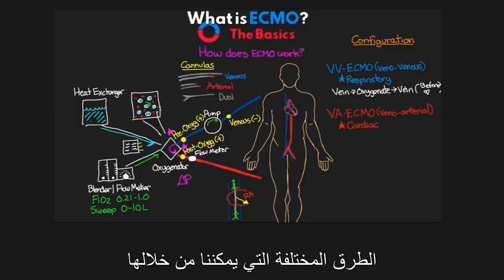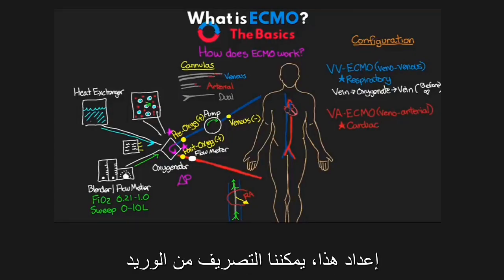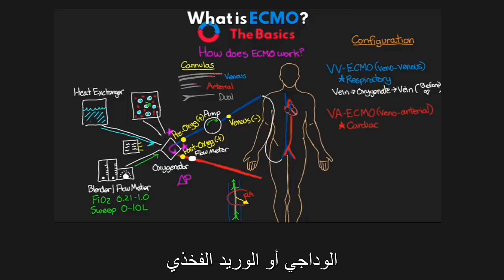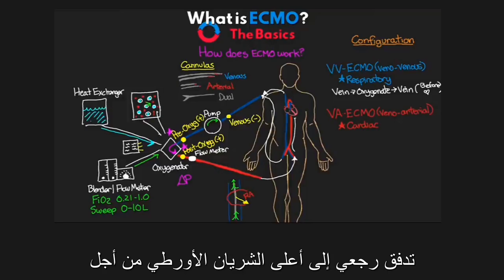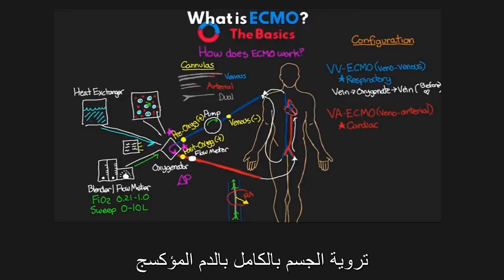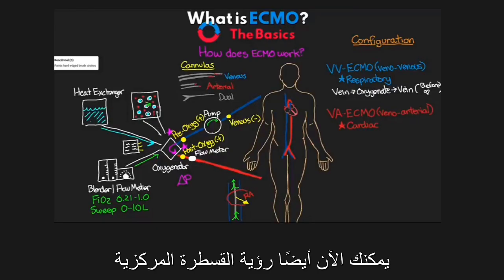Now, there's a few different ways in which we can have this one set up. We can drain from either the jugular or the femoral vein, and then we're going to return the blood to the patient back through the groin, this time in an artery. And this is actually going to cause retrograde flow back up the aorta in order to fully perfuse the body with oxygenated blood. Now, you can also see central cannulation.